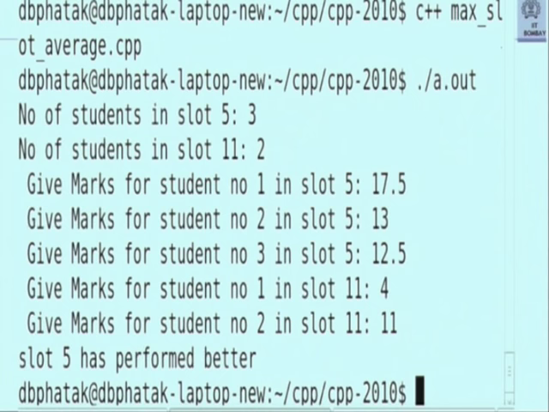So if I execute this program, I'll get something like this. So let's say I give, this is a sample test. So I run it with 3 students in slot 5, 2 students in slot 11. I give some marks. These are, of course, arbitrary marks. And it so happens that the average gets calculated and I conclude that slot 5 has performed better. And you can do that for any number of students.